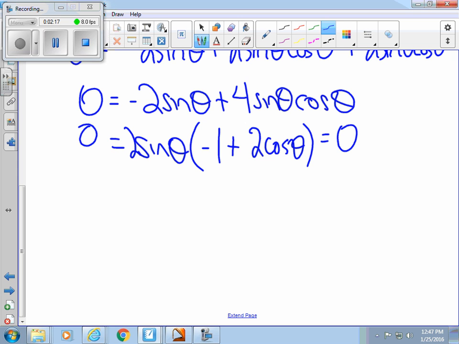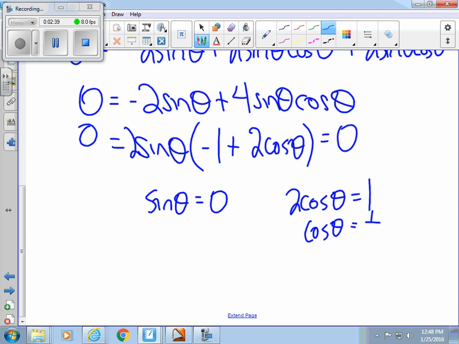Am I going too fast on this solving, or okay? Good. So each piece equal to 0. Sine theta equals 0, and 2 cosine theta equals 1. Add the 1 over. Cosine theta is a half. Sine theta is 0.